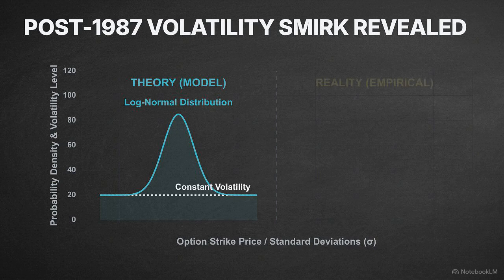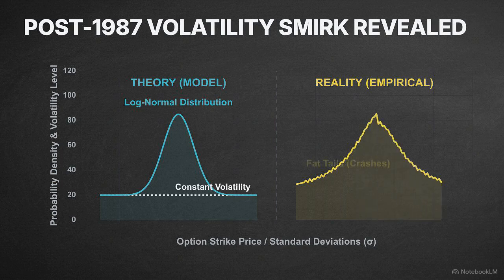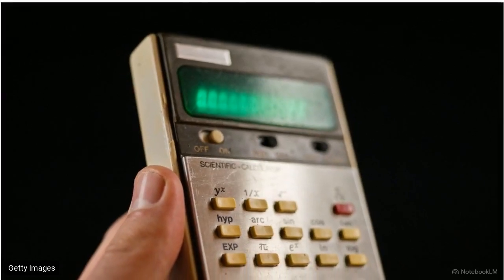On the left, the model's math produces a smooth bell curve, where extreme crashes are statistically impossible. On the right, post-1987 empirical data reveals fat-tailed distributions and a steep volatility smirk, proving extreme downside moves are a permanent feature of equity markets. The math is objectively contradicted by the data.